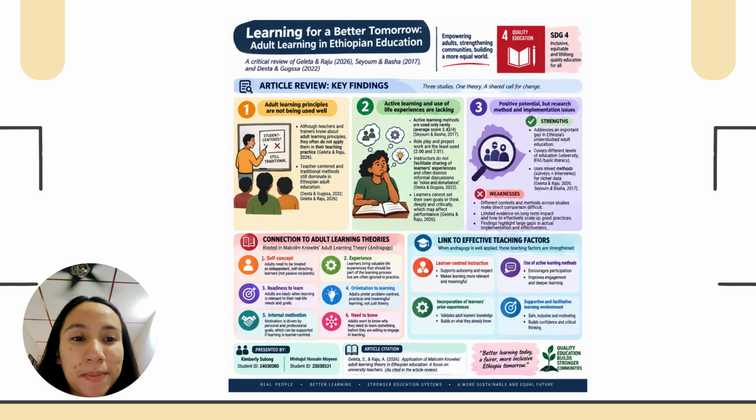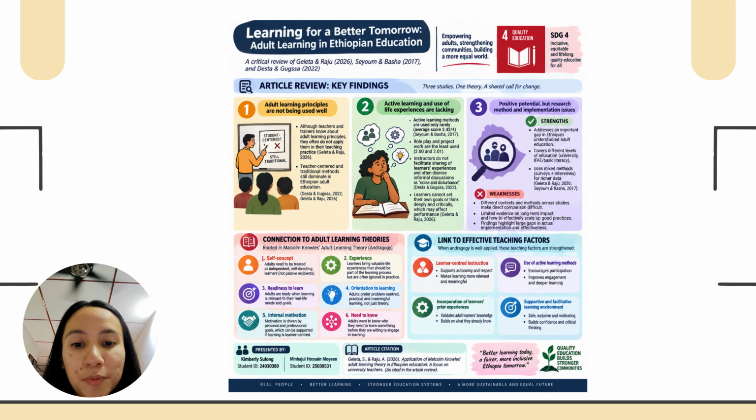So together with my partner Minhajul Hossein Moyin, we are leading today's workshop on applying adult learning in higher education and related to human resource and development. As trainers and educators, we often assume that when we teach adults, we naturally use adult teaching methods, but is that actually true in practice?